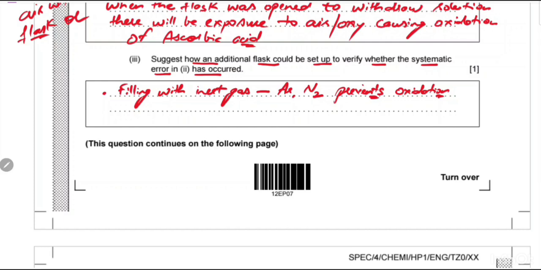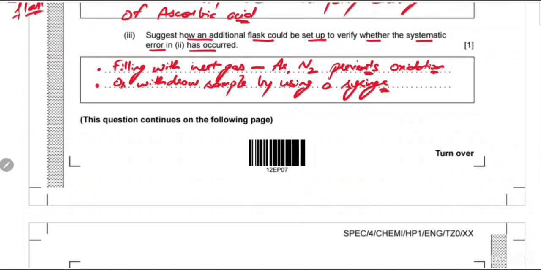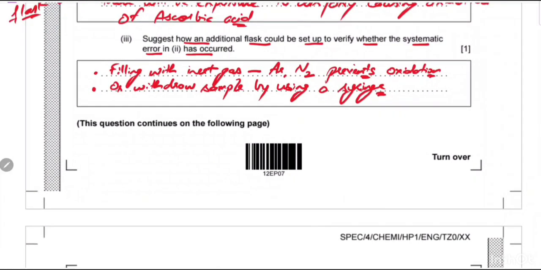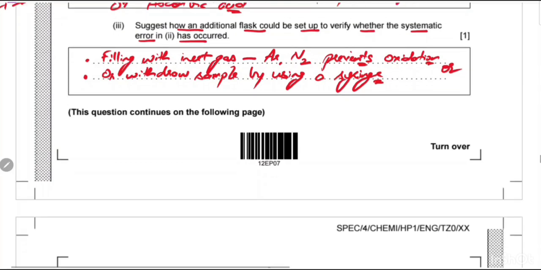Or what you can also do is withdraw the sample from the new flask or original flask by using a syringe. This can also prevent the entry of air or oxygen inside this solution. When you use a syringe to withdraw, there will be less chance of air entering and causing oxidation. So this can also be done to prevent the systematic error in an additional flask. So these two could be options. Since it is only 1 mark, you can write any one to get 1 mark. Okay.